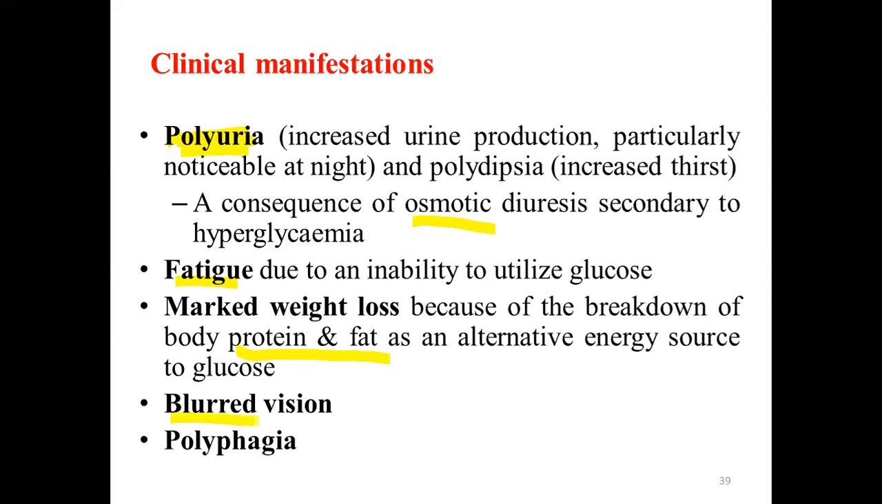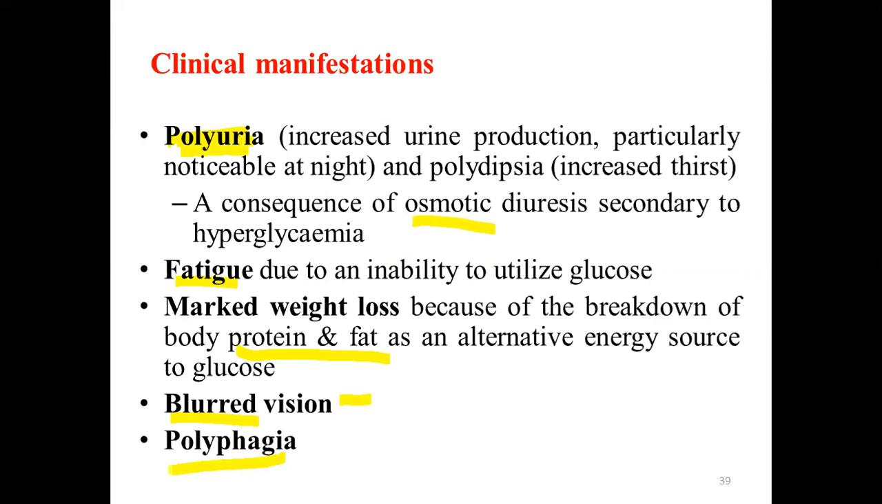Then we have mentioned blurred vision, which is mostly because of the osmotic effect of glucose in the eye. It can cause damage to the retina. Ultimately, it is one of the major causes of blindness. If the sugar is not controlled properly, the patient will end up with loss of vision. That is why, as part of the screening and monitoring, visual examination is usually recommended when a patient has DM.